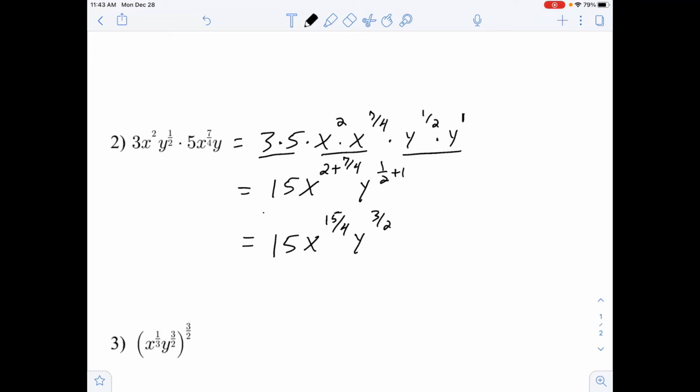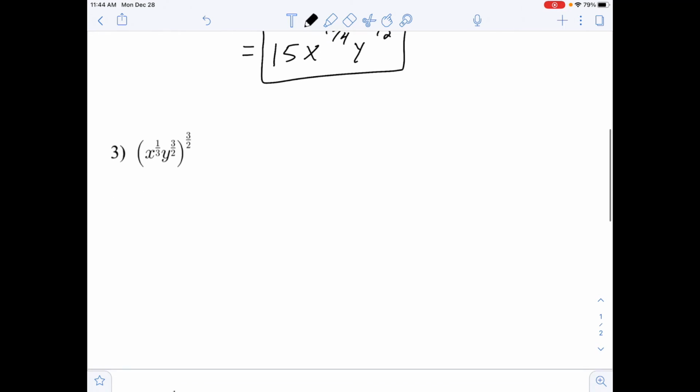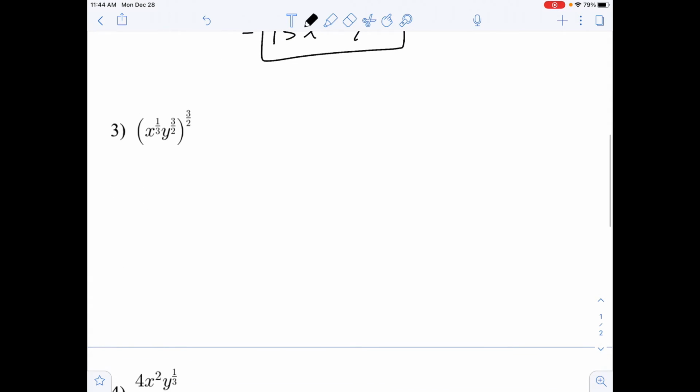y to the 3/2. Now, I'm not writing these answers as square roots or radicals, if you will. I'm just going to leave it in this form. That would kind of be like a different lesson in my eyes anyway. So let's look at number 3.